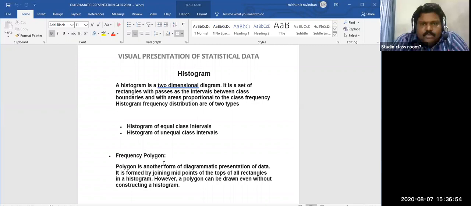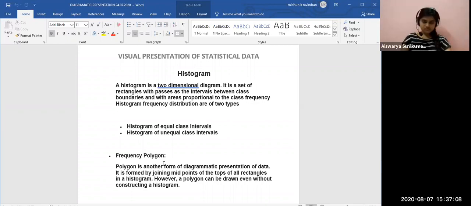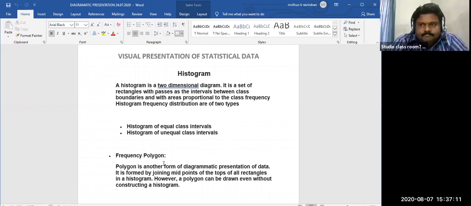You already learned that in the chapter organization of data, right? Yes, sir. Class interval, exclusive method, and inclusive method were studied. So a histogram is a two-dimensional diagram; both the height of the bar and the width of the bar matter here. Otherwise, a histogram is also called an area diagram.